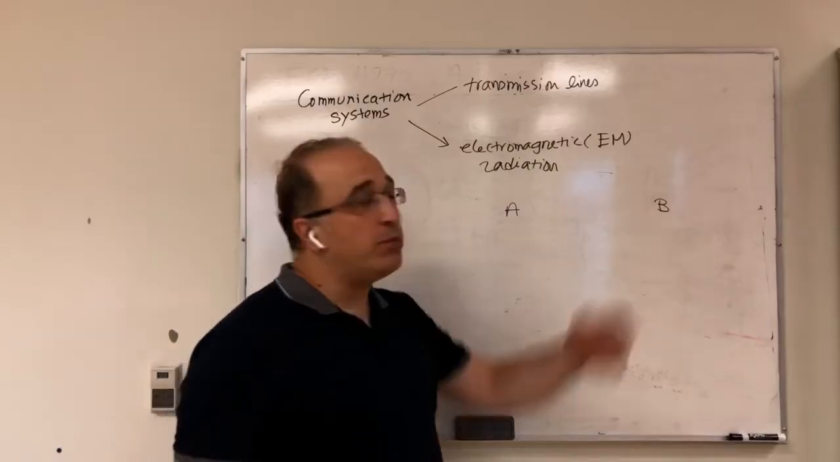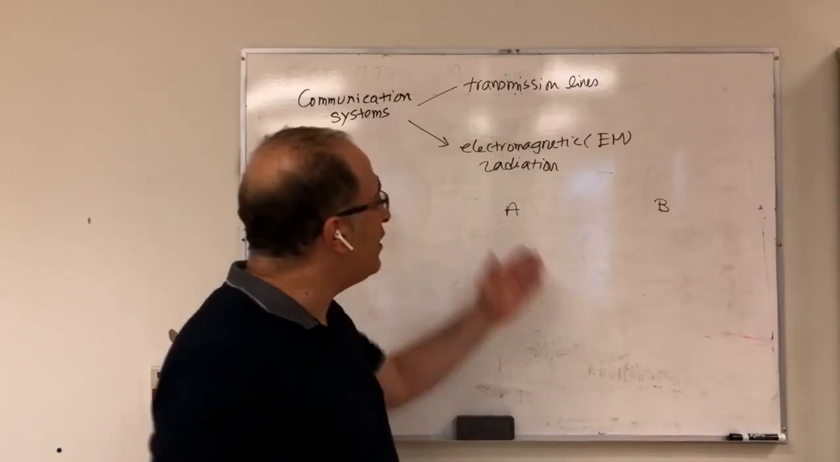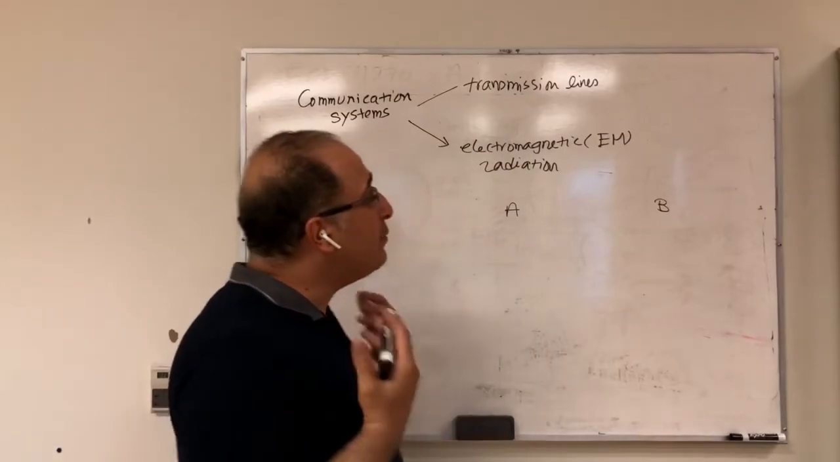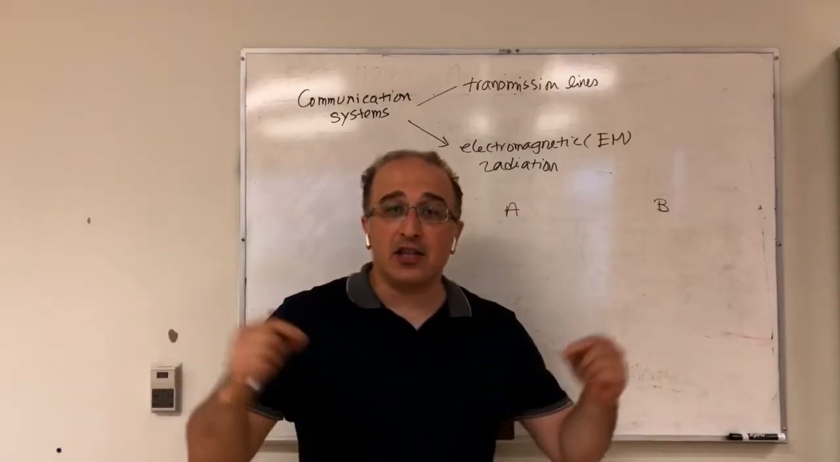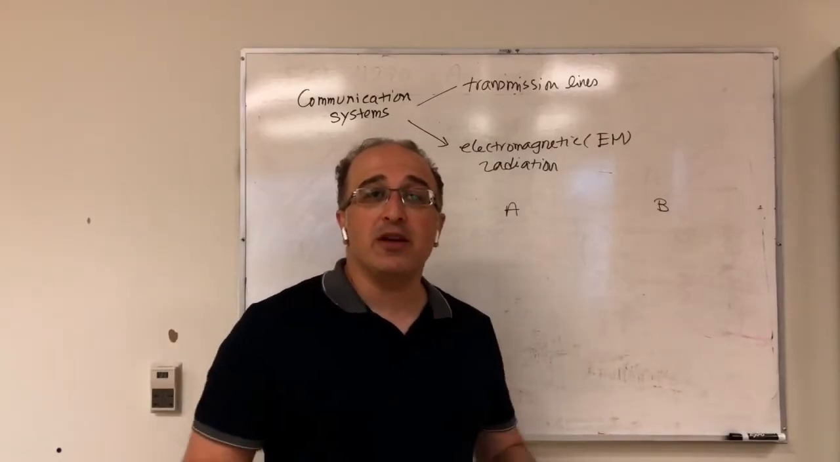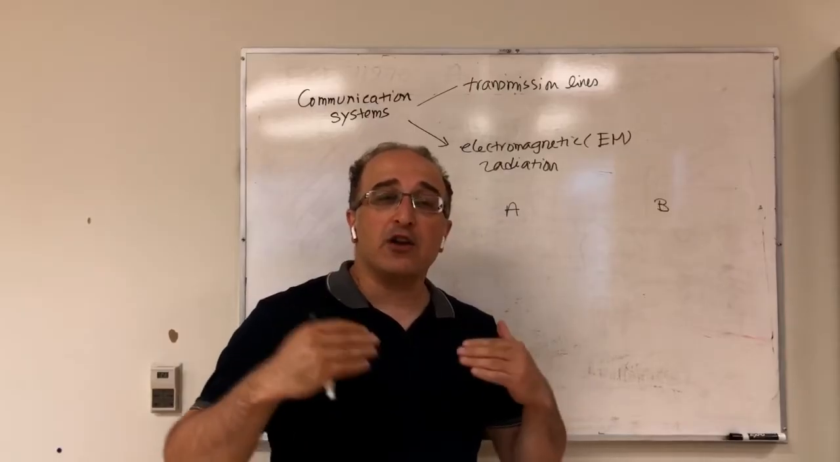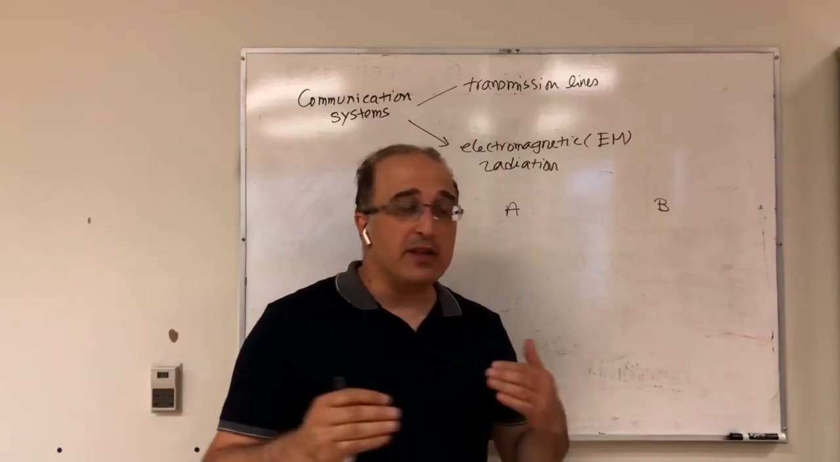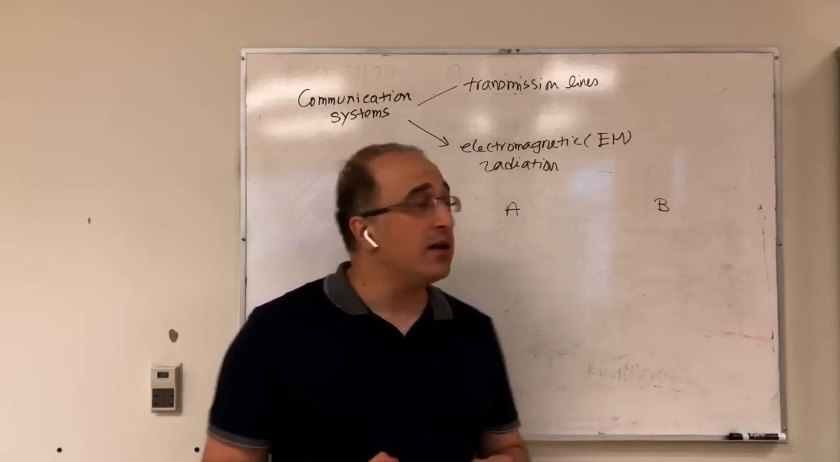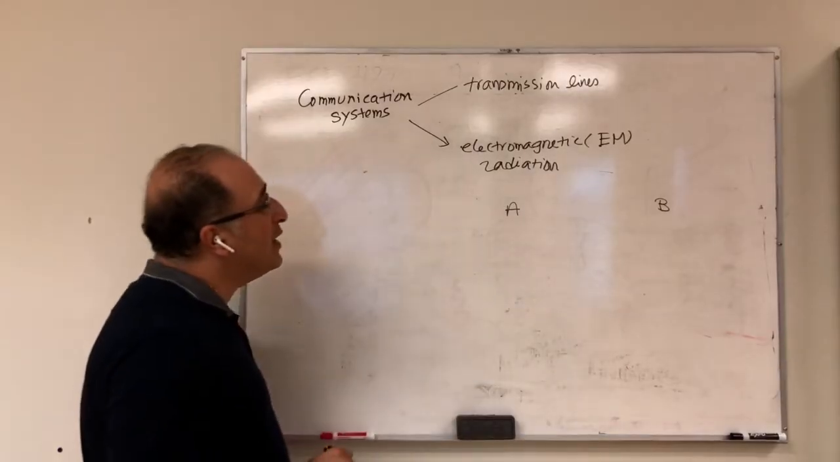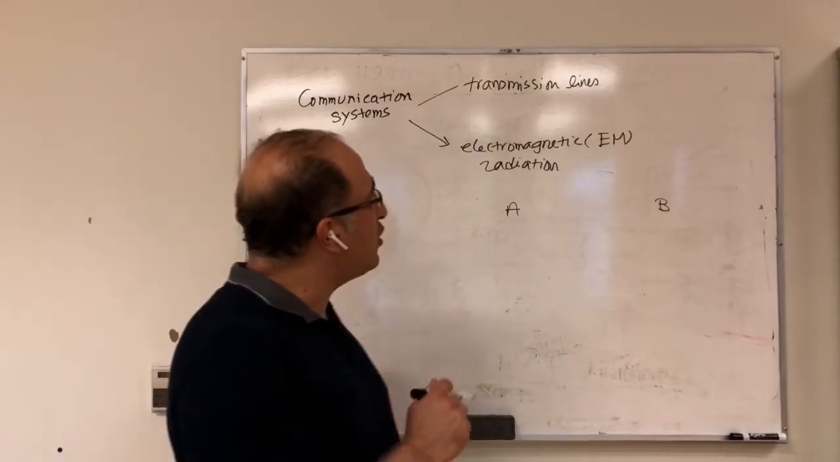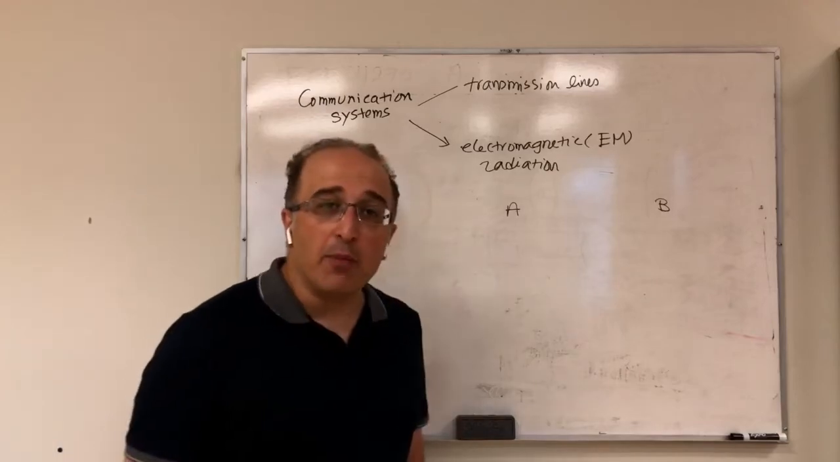And point B could even be in space, for example. A could be on Earth. And then based on electromagnetic radiation, you create a communication system between them. You can communicate between these two points. So this is based on electromagnetic radiation, and this is going to be the main topic of our course.